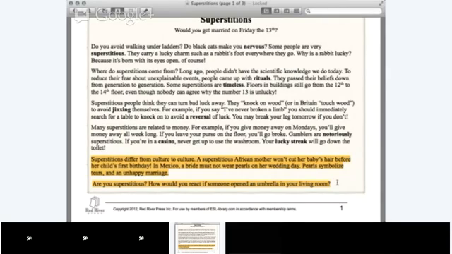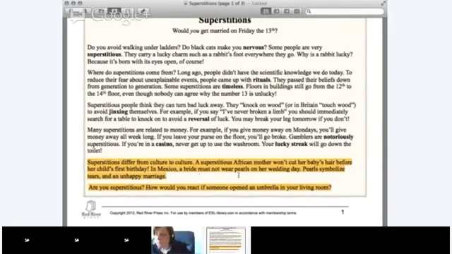Superstitions differ from culture to culture. A superstitious African mother won't cut her baby's hair before her child's first birthday. In Mexico, a bride must not wear pearls on her wedding day. Pearls symbolize tears and an unhappy marriage. Are you superstitious? How would you react if someone opened an umbrella in your living room?